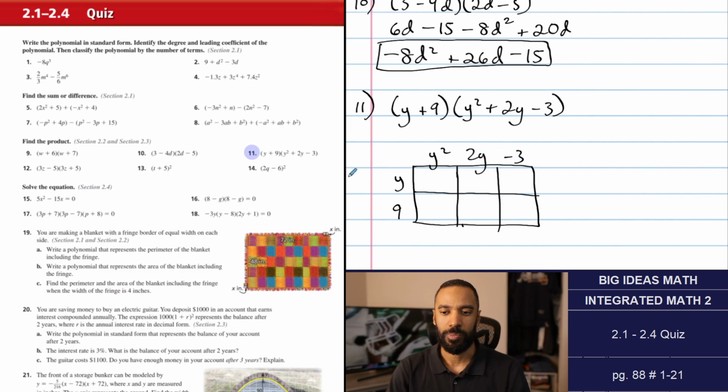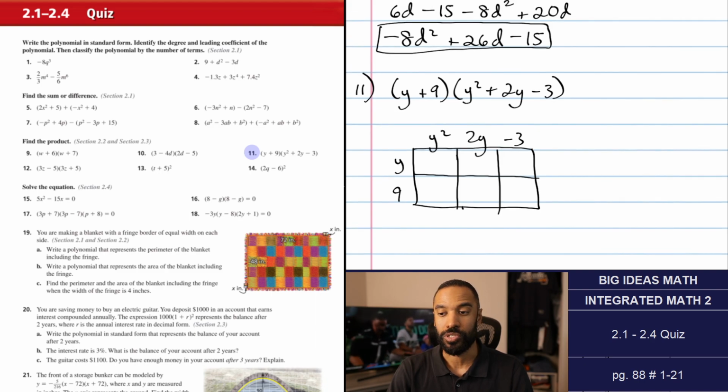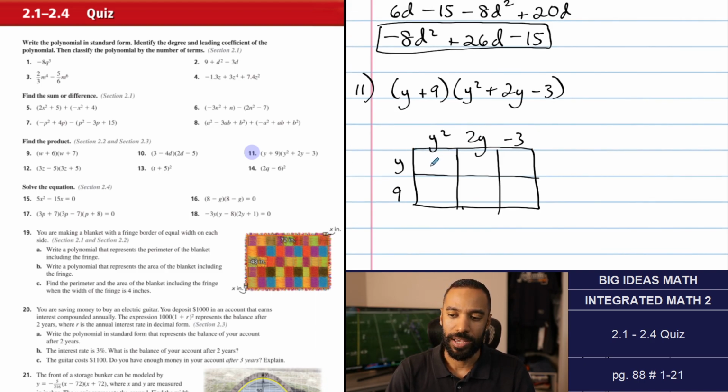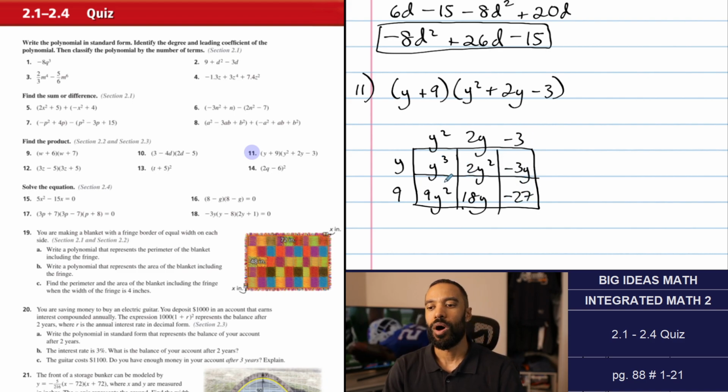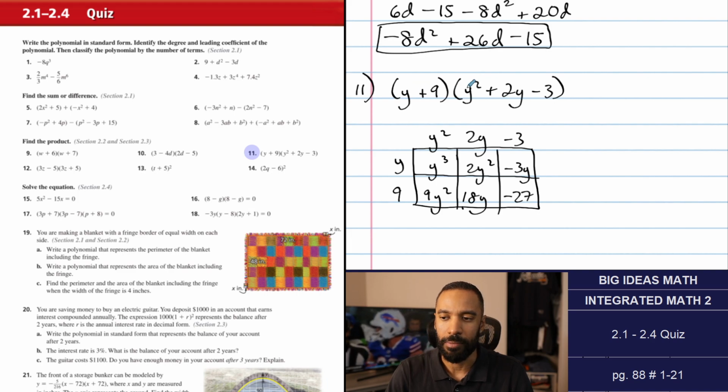And we're going to multiply these parts individually, and then we add together the result. So y times y squared is y cubed. Y times 2y is 2y squared. And y times negative 3 is negative 3y. 9 times y squared is 9y squared. 9 times 2y is 18y. And 9 times negative 3 is negative 27. So all these will add together. And again, that was y multiplying by all 3 of these and 9 multiplying by all 3 of these. That's basically the goal. And we add all these as a result of that.